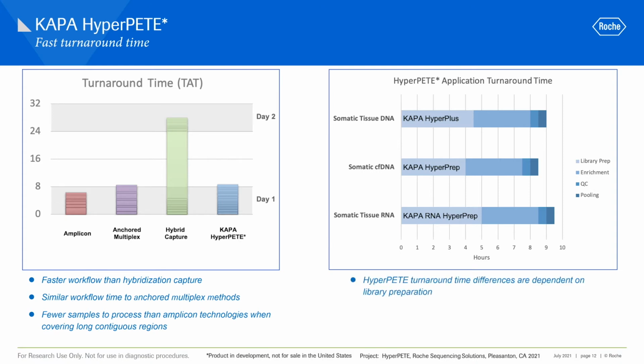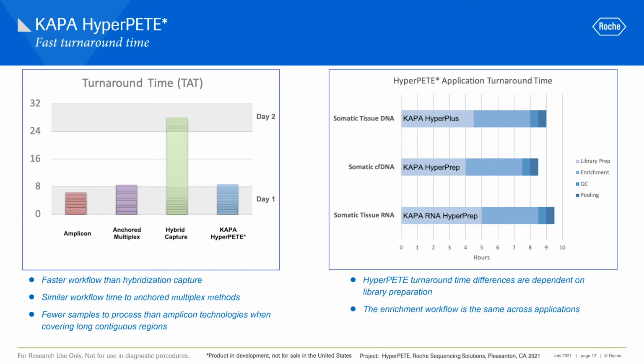HyperPETE application turnaround time is dependent primarily on the different library prep methods. For somatic tissue DNA, we're using the Kappa Hyper Plus solution, which includes a fragmentation step, and this brings our total turnaround time to about 9 hours. For somatic cell-free DNA, we use Kappa Hyper Prep, where fragmentation is not required, so this takes a little bit less time, about 8.5 hours.